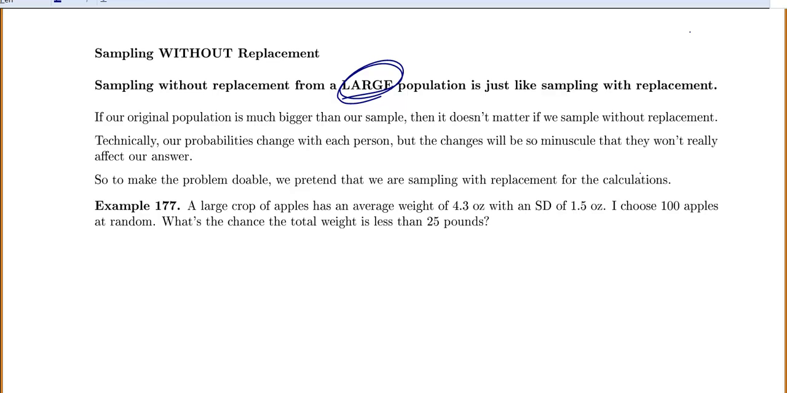Let's see, a large crop of apples has an average weight of 4.3 ounces with a standard deviation of 1.5 ounces. I choose 100 apples at random. What is the chance that the total weight is less than 25 pounds?